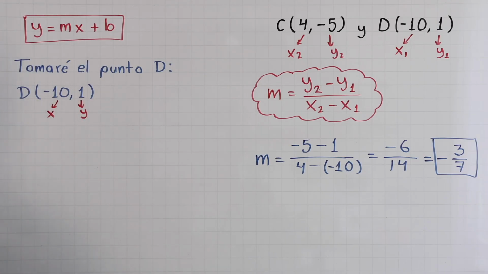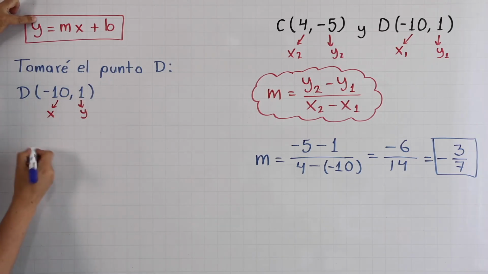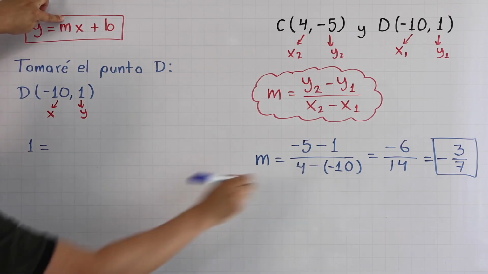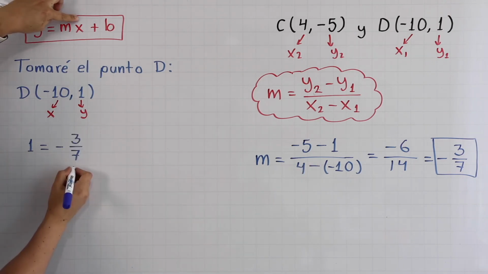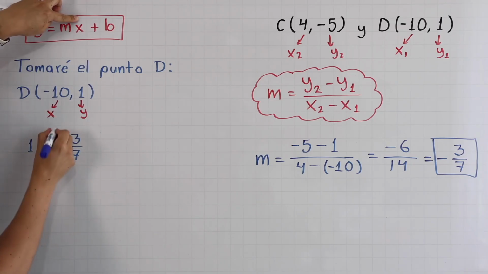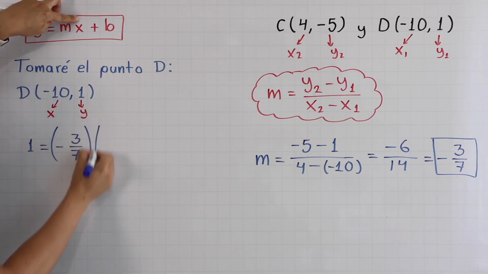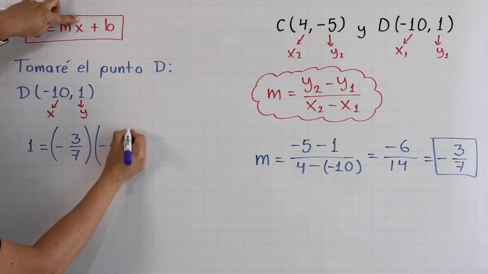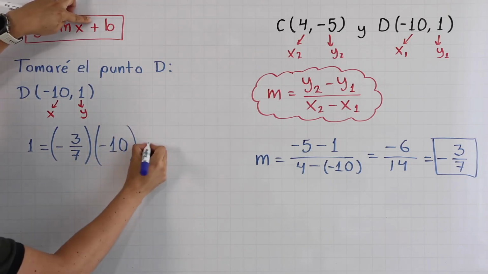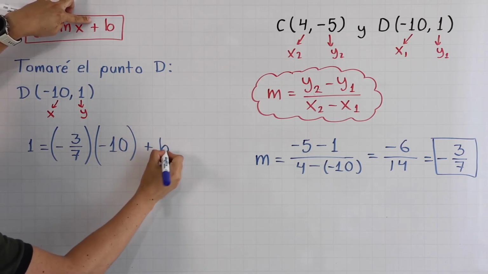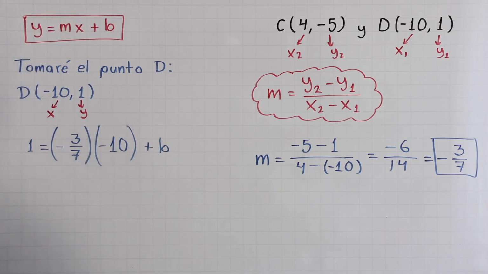So, where are we going to substitute? Well, directly here. Look, instead of putting y, I'm going to put 1, so I get 1 equals m, which we got as minus 3/7, times x, which in this case is minus 10. So, let me put parentheses here to be able to put the minus 10. That looks better, and plus b. But b, that value? Well, I don't know it, right? So let's work with what we have here to make it simpler. I'm going to put a denominator of 1, since minus 10 divided by 1 is still minus 10.